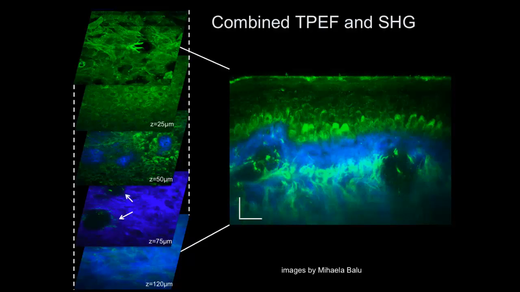Here's a beautiful picture taken by one of our colleagues in the Beckman Laser Institute, Mihaela Balu. This is a cross-section. This is depth, and this is lateral dimension. This is skin of a patient. Okay? And you see here the top layer, that's called the stratum corneum. Everything that's green is called the epidermis. It's basically NADH fluorescence from cells.